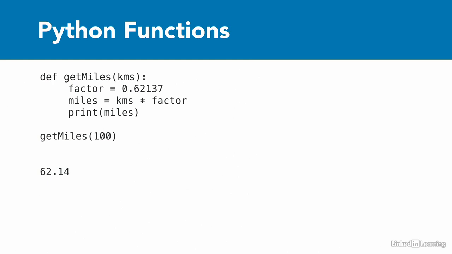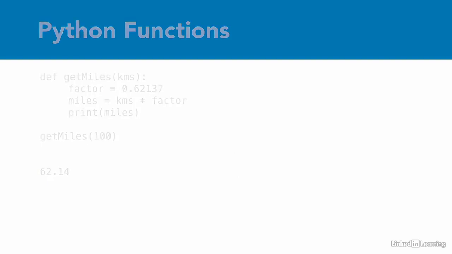For example, I can now run getMiles by saying getMiles pass 100. Now you notice that the getMiles 100 is now aligned with the def. That means that function's over. The function is defined by everything after the colon at the top and everything that's indented. Once the indenting stops, that's the end of the function. That's a really unique thing inside of Python.